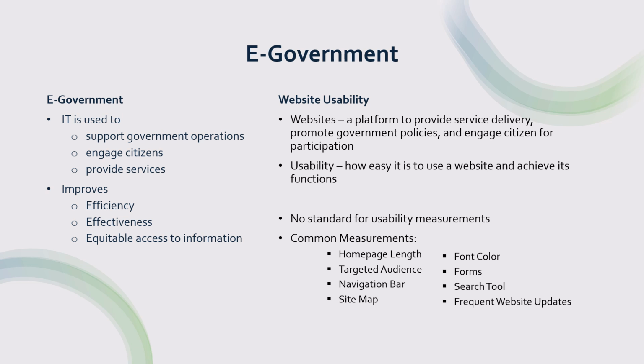So according to the book, there is no standard for usability measurements. However, some common measurements include homepage length, targeted audience, navigation bar, sitemap, font color, forms, search tools, and frequent website updates.